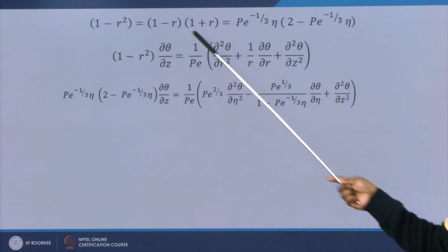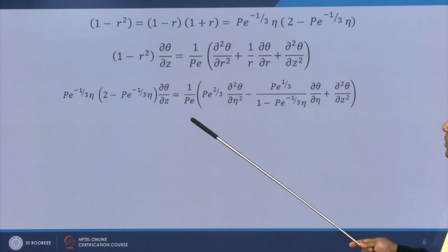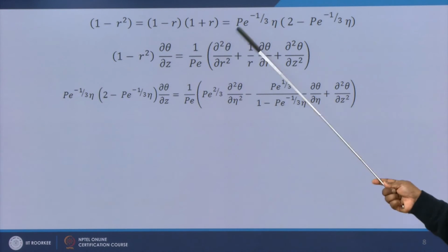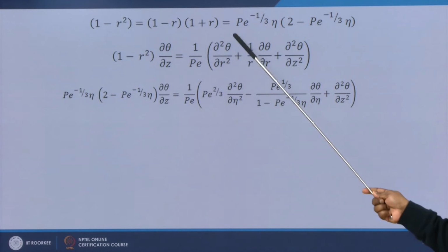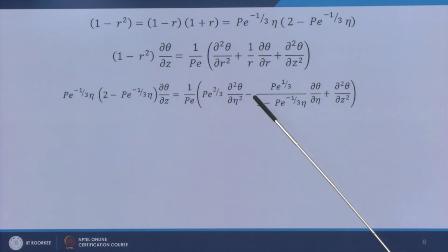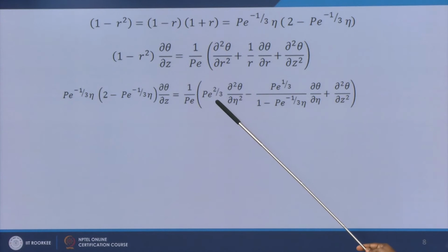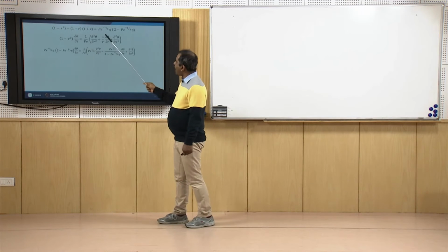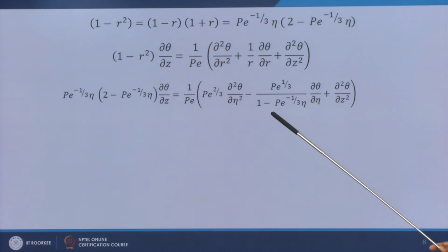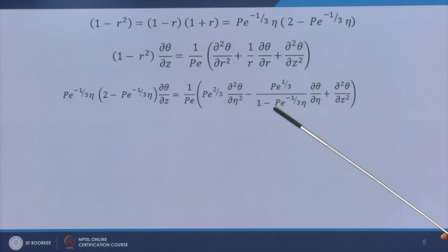This is nothing but your 1 minus r square we have derived over here, into del theta del z, equals 1 by Peclet number, and then in the right hand side we have already evaluated del square theta del r square and del theta del r. Let us put those. So del square theta del r square is nothing but Peclet number to the power 2/3 into del square theta del eta square, and r we have written as 1 by 1 minus Peclet number to the power minus 1/3 into eta. Okay, and del theta del r is nothing but minus Peclet number to the power 1/3 into del theta by del eta. Okay, and the last term remains as it is over here because z is of order 1.